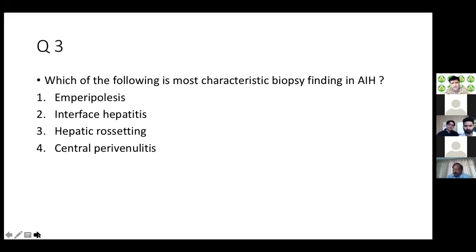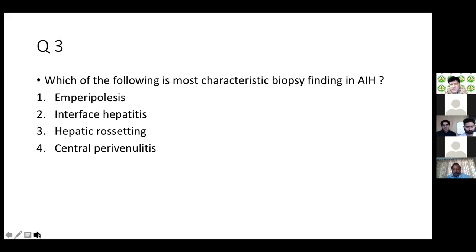So, yeah, all 4 can be seen. And Aman, again, the important question would be, what is interface hepatitis? It was previously called piecemeal necrosis. This is just the spillage of inflammatory cells beyond what we call the limiting plate, right? So there's a limiting plate at the portal tract.